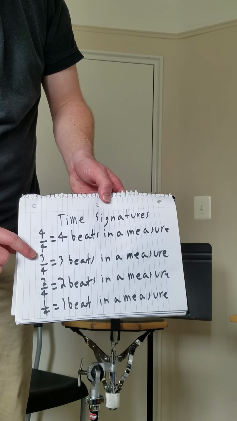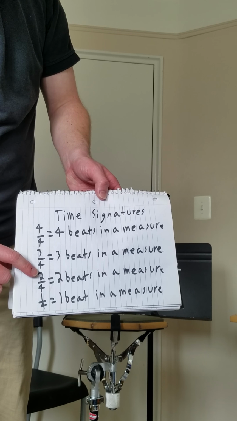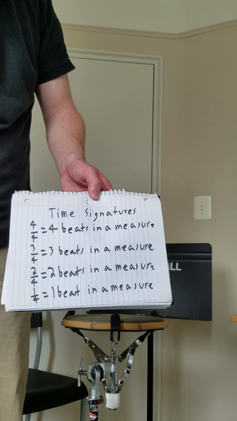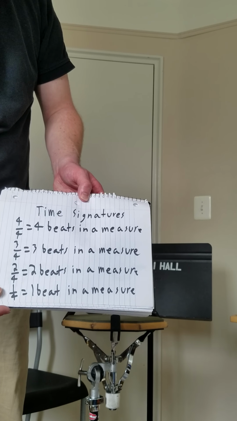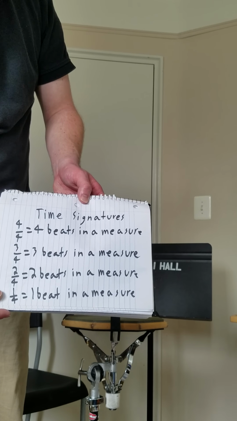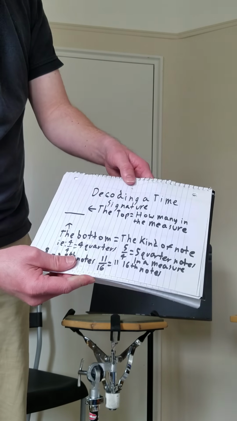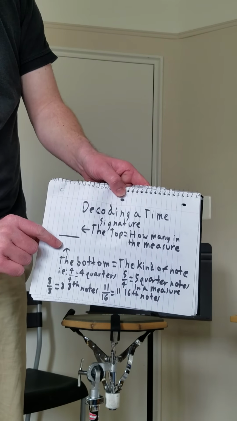4/4 is 4 beats in a measure, 3/4 is 3 beats in a measure, 2/4 is 2 beats in a measure, also known as, musical terms. 1/4 is 1 beat in a measure. Remember, you can compound that sometimes, say, simplified fraction-wise. You've got the kind of note. It has to be 1, 2, 4, 8, 16.